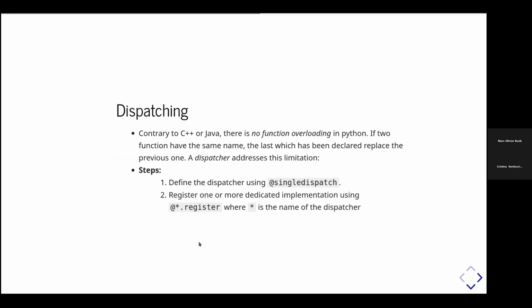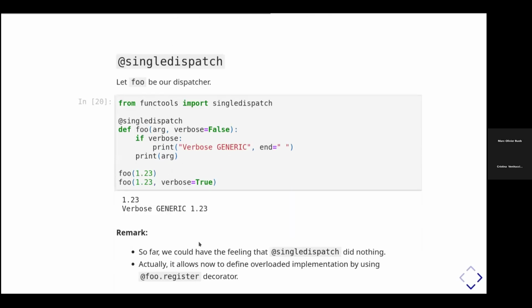To do so, we will define a dispatcher using the decorator @singledispatch, and then we will register some specific processing using @star.register, where star is the name of the dispatcher. So it's a bit abstract, so let's see an example.